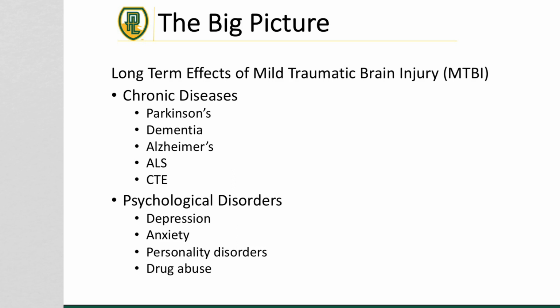Because when we look at the big picture, patients who suffer from head injury oftentimes go on to develop long-term diseases. Some of those can be Parkinson's, dementia, Alzheimer's, ALS, and then the newest one is chronic traumatic encephalopathy, or CTE, right? In addition, several psychological disorders have been linked to patients who've had repeated subconcussive blows, and those include, number one, depression, the development of anxiety and personality disorders, and drug abuse. Oftentimes, to reduce the pain or the symptoms, they'll become addicted to some form of narcotic, for example.